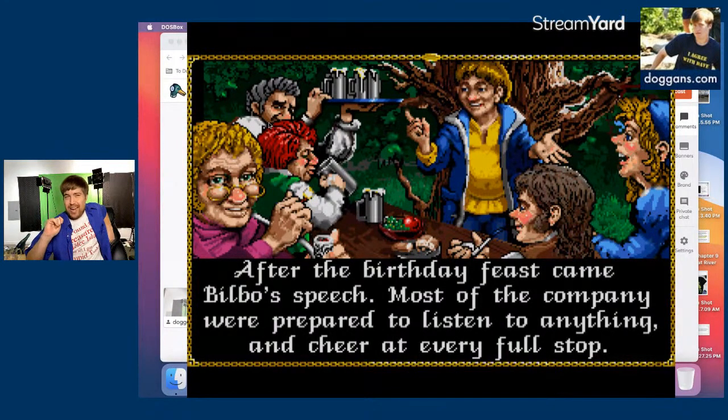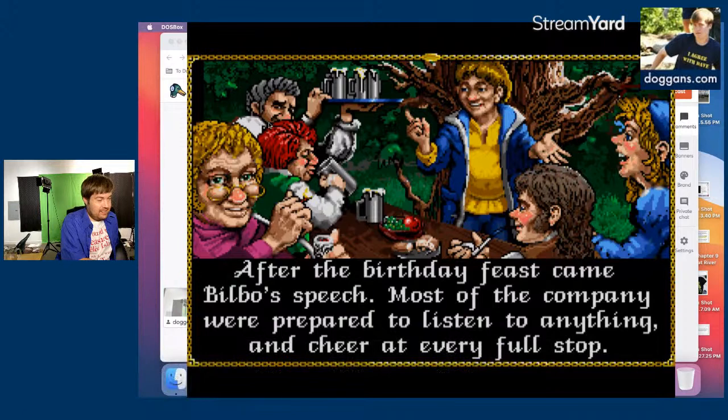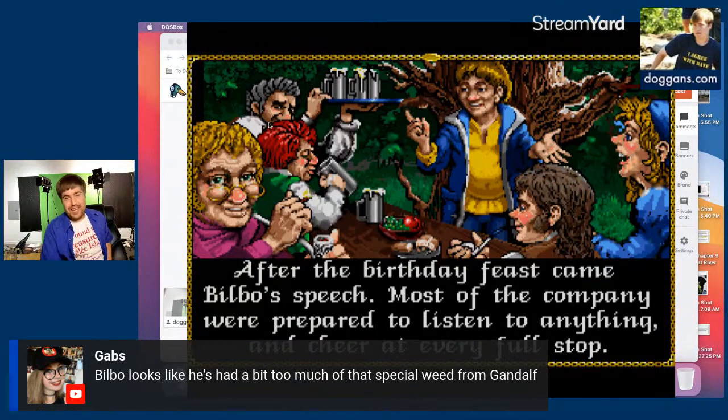That's not fully an accurate adaptation because most of the hobbits were kind of dreading that the speech would go on too long, which of course it did. You know what? You're not wrong. Monkey Island could have been an offshoot of the Greyhaven somewhere. Guybrush sailed from Middle-earth to Melee Island to become a pirate. Yeah, this Bilbo is definitely half-baked Baggins, definitely.